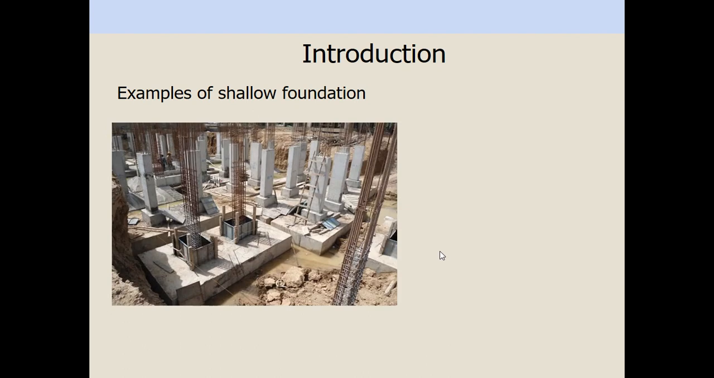And this is also an example of the shallow foundation. This is the combined footing, where the footing supports two columns. Here we have a column, and here we have a column. So we design using a combined footing. This is also a shallow foundation.